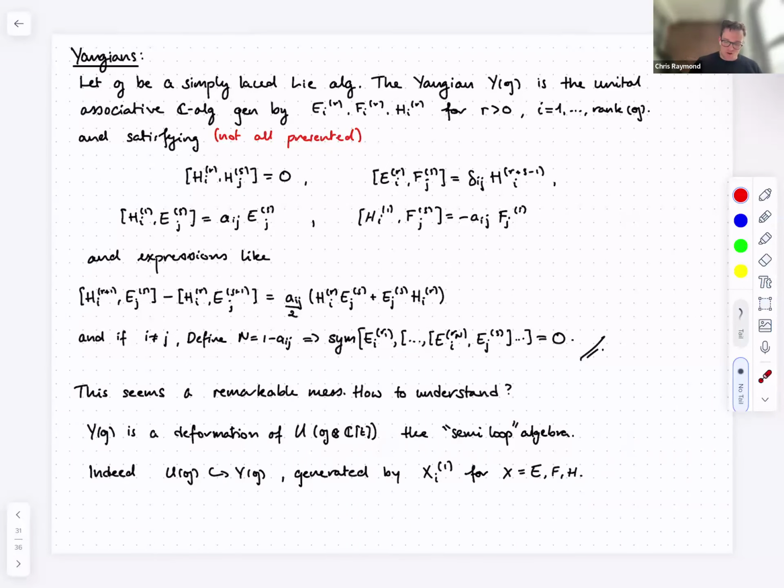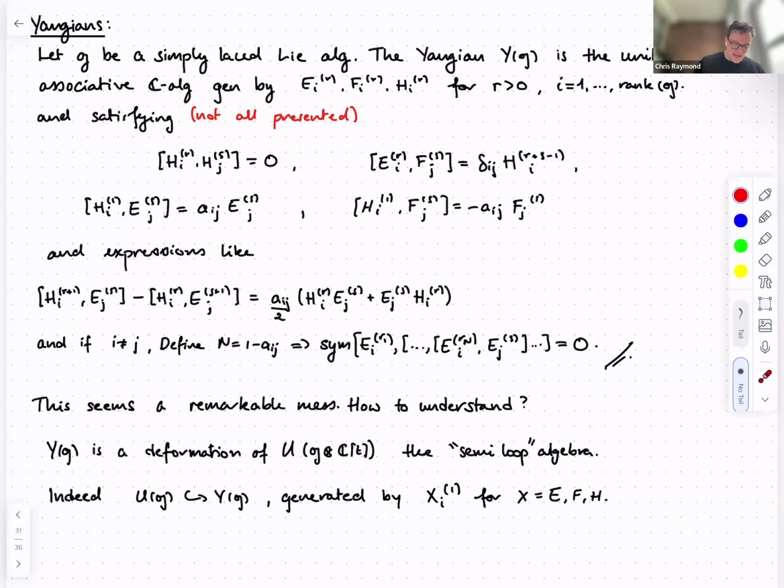What can we do? Seems like a remarkable mess to understand. How do I get a conceptual handle on such a thing? Well, this Yangian, at least in this presentation, and that's one of the other frustrations, there are many different ways of presenting a Yangian. This Yangian is a deformation, or at least you can think of it as a deformation, of the enveloping algebra of a semi-loop algebra. So if I take some G and tensor it just by the positive polynomials, and not a loop in the usual affine sense, then I can think of this as a quantized deformation of this particular enveloping algebra.